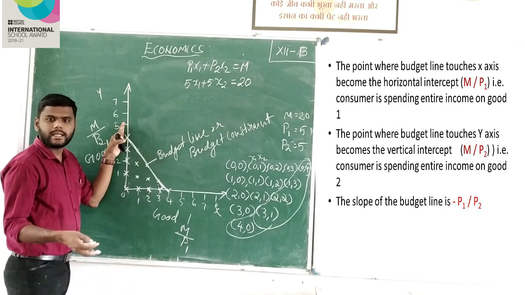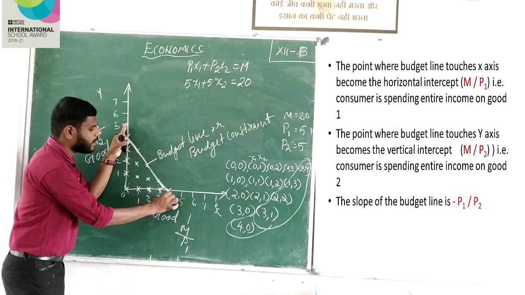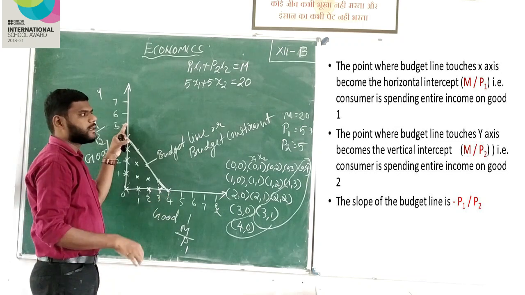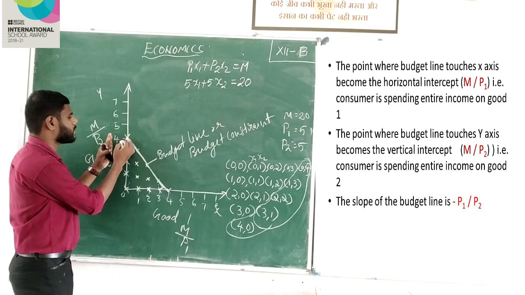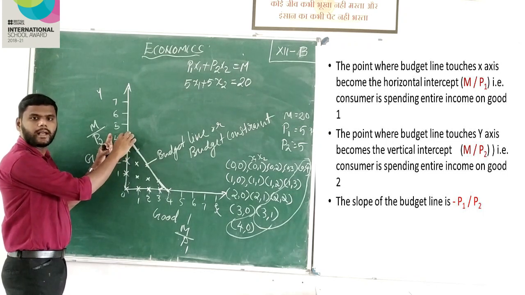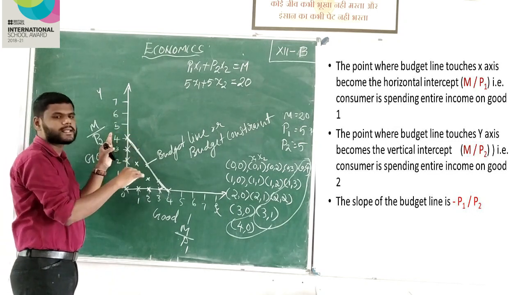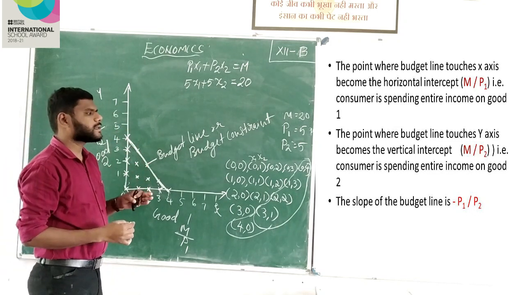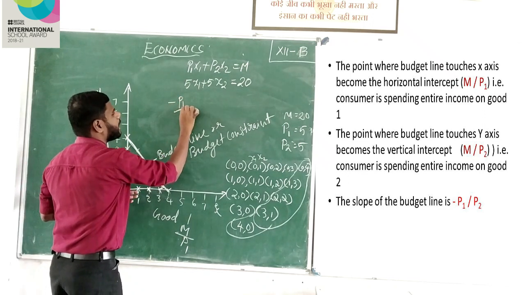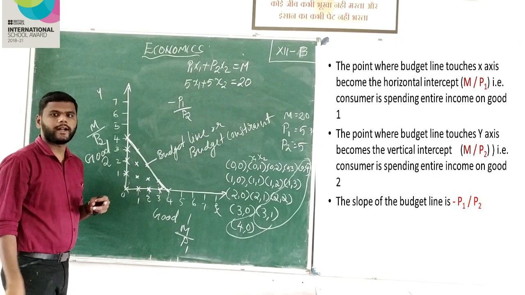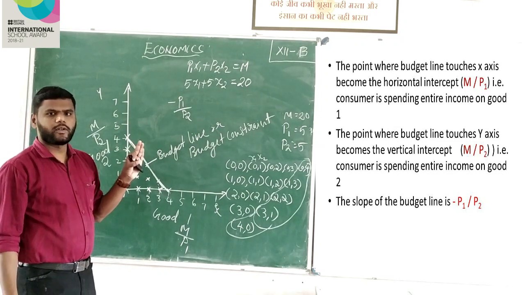That is, he is spending his entire income to purchase which one? Commodity or good 1. Then that is known as the horizontal intercept. The vertical intercept is where he is spending his entire income to purchase commodity 2 or good 2. And the slope of the budget line is minus P1 divided by P2. We will discuss the slope of the budget line.